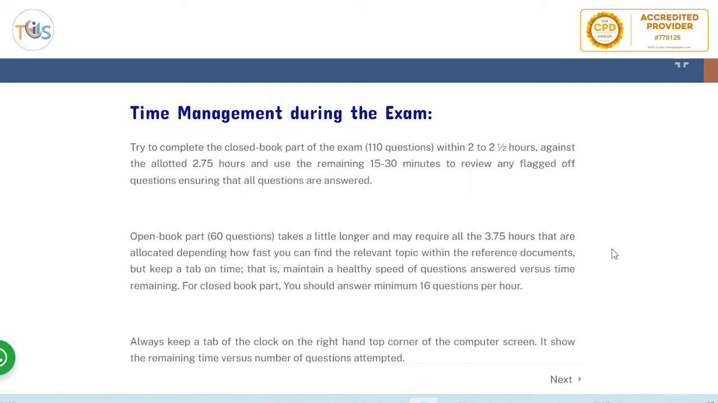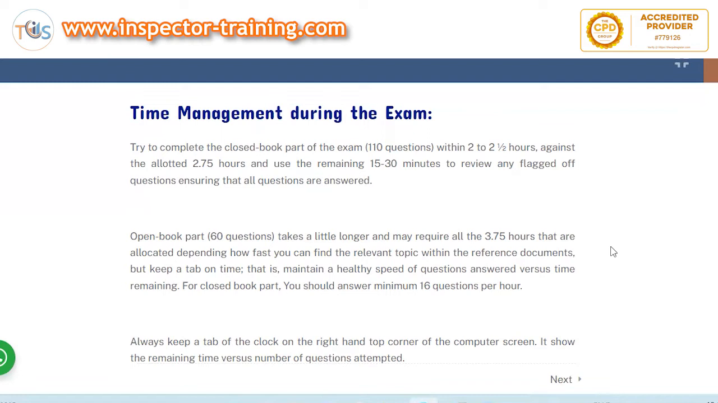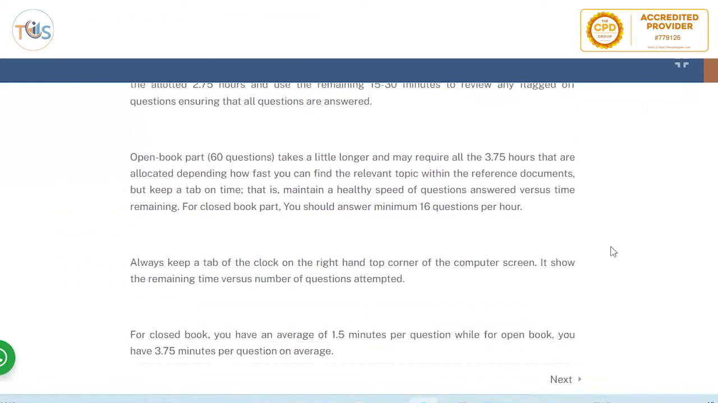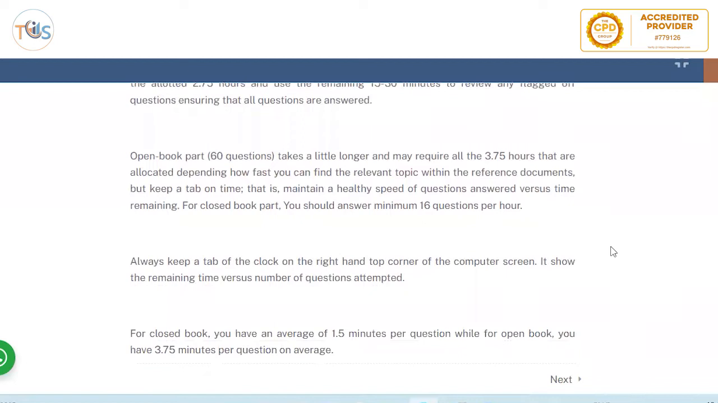For the open book part, 60 questions, it may take a little longer because you have to refer to the code. You have to find out where you can find the information, the formulas, the charts, figures, and tables. So it's 3.75 hours, and it depends on how fast you can do that. Normally, each question is less than 4 minutes on average. So here your pace needs to be 16 questions per hour.